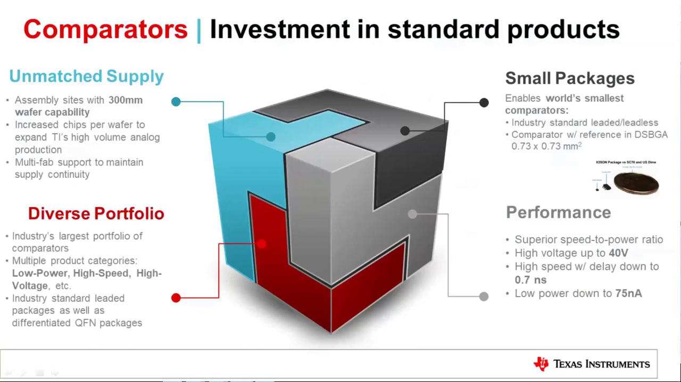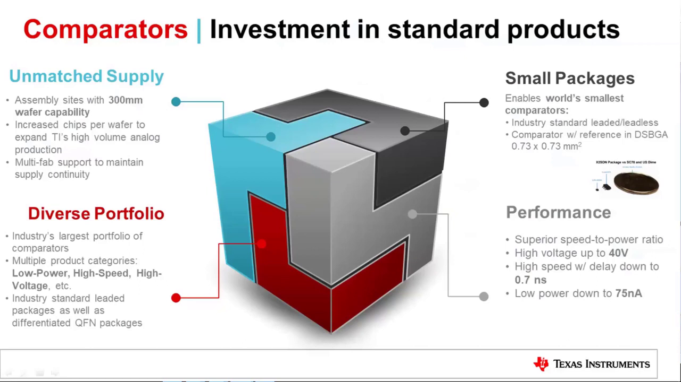The second thing is our diverse portfolio. So in terms of industry standard, TI has the largest comparator portfolio out in the market, and that portfolio is split up into multiple categories that we actively invest in, right? So low power, high speed, high voltage, etc. Each of these devices, as we're seeing on top right, really comes in a variety of packages, which include the industry standard leaded and leadless packages, as well as the smallest packages we can offer. It's actually the world's smallest comparators in industry today.